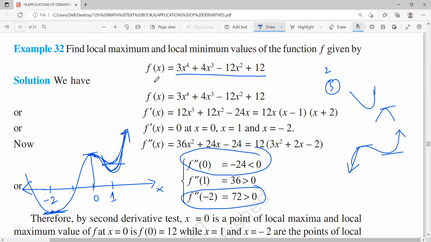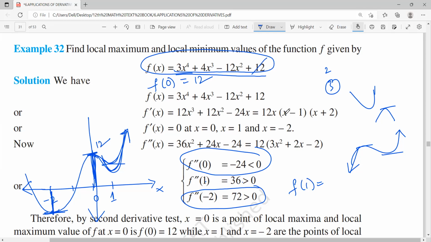How? You substitute: f of 0 is what? 12. This is the y axis and this is 12. Then minus 2, if you substitute, you get this value, this length. And if you substitute 1, f of 1 is 3 plus 4, 7; minus 12 plus 12 cancel. So it is 7, positive. This is 12 and this is 7.